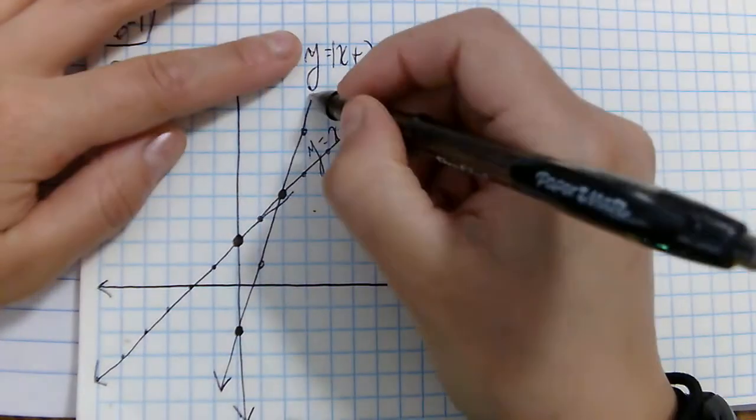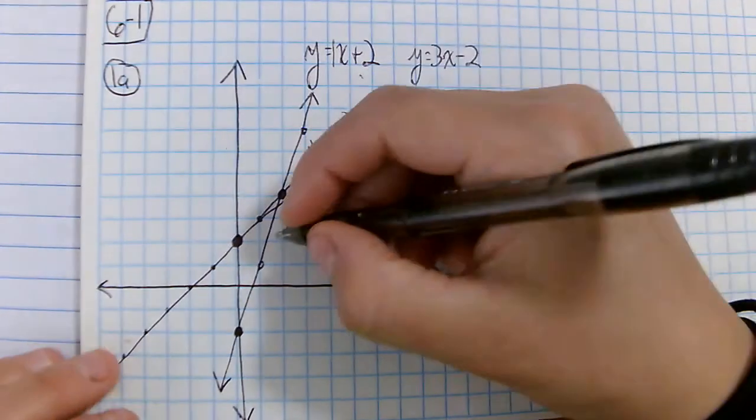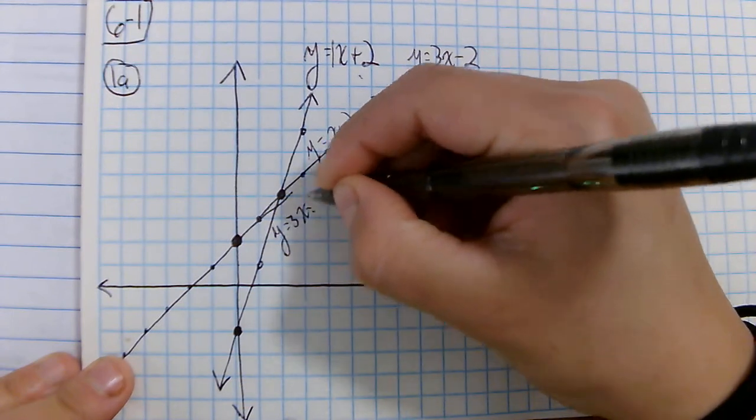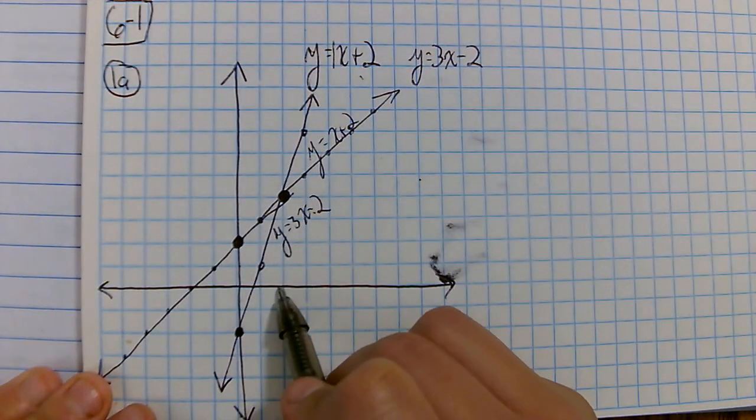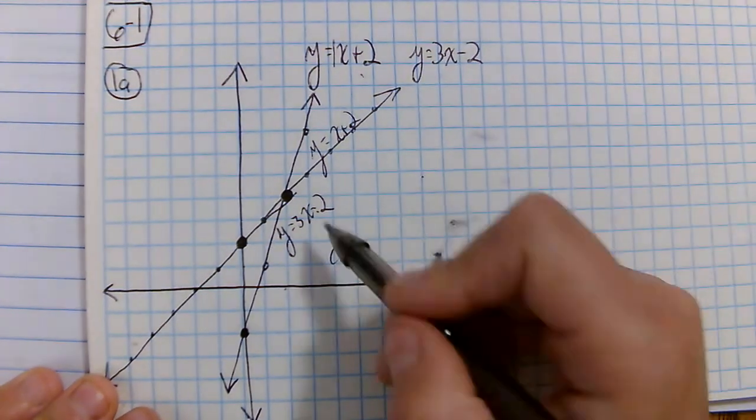Okay. Ooh, that's a nice straight line. Look at that. All right, so that was my y equals 3x minus 2. And they intersect here, which is at 2, 4.